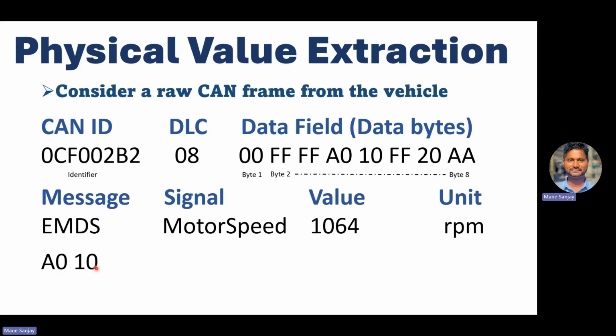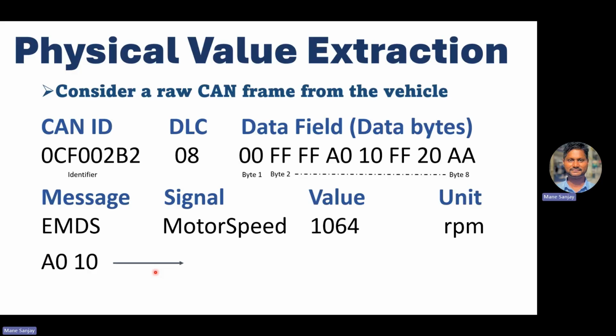I have not assumed this; I have taken this A0 and 10 from the starting bit of 24. It's a 2 byte information, that's 16 bit. But you see, this value A010 is what we have to consider for the calculation.